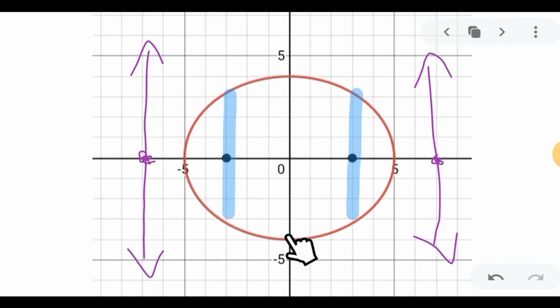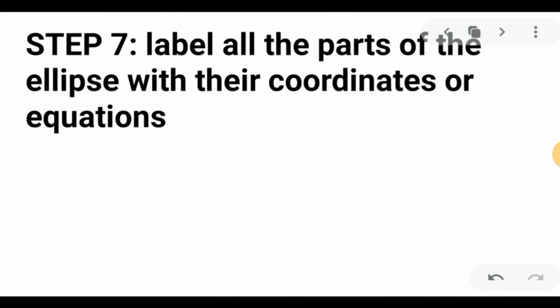Okay? Ito yung minor axis. Parallel yan lagi. Pantay sila. Okay? Kapag horizontal ellipse. Pag vertical naman, edi pahiga naman yung directrix ninyo. Makikita ninyo mamaya. Alright, the next step is label all the parts of the ellipse with their coordinates or equation.